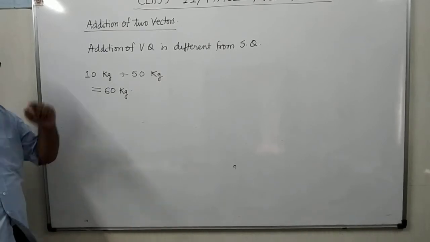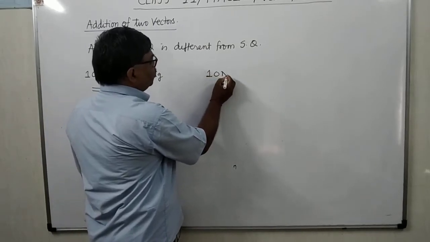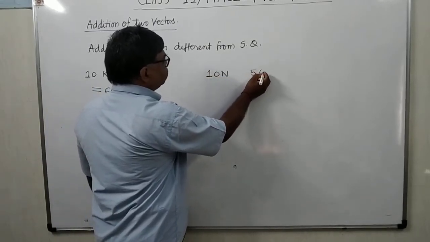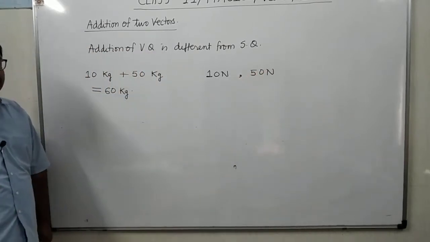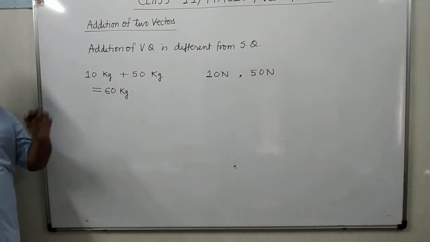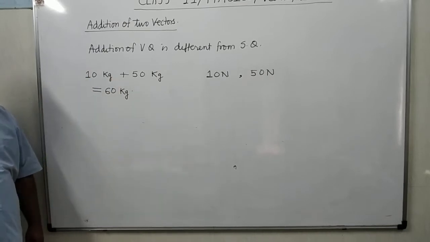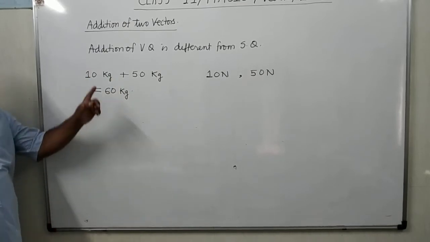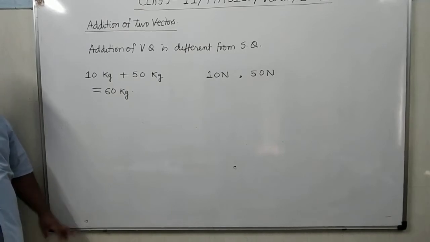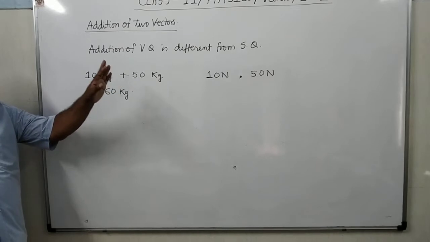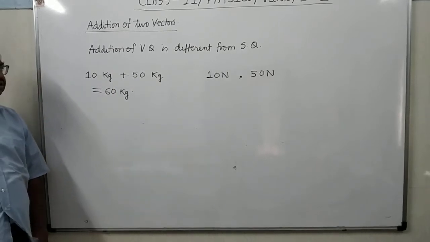But if you take two vector quantities, for example, two forces, 10 Newton and 50 Newton, then they cannot always give 60 Newton. Only in one condition will they be 60 Newton. Their magnitude cannot always be 60 Newton. It will also depend upon in what direction these vectors are acting.